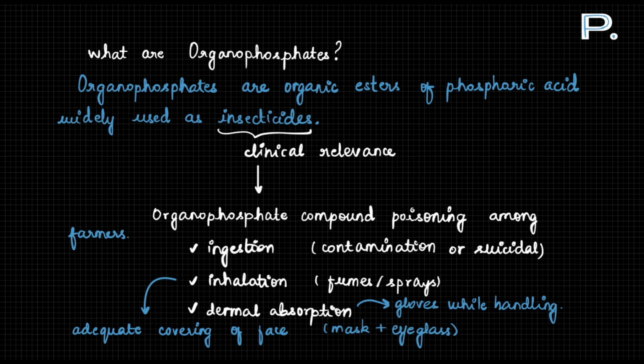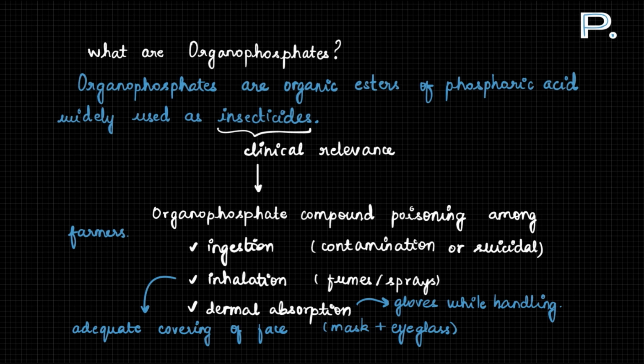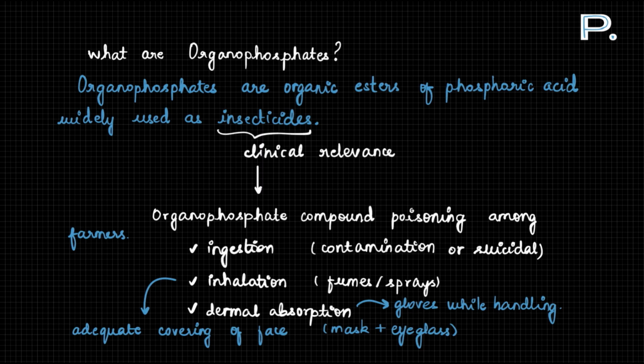Let's just run through the three ways that a person could be affected with OP poisoning. One is via ingestion, the other is inhalation, and the other is dermal absorption. Providing awareness to wear masks and eyeglasses to cover their face and gloves while handling the organophosphate compound is really helpful in reducing the chances of OP poisoning.